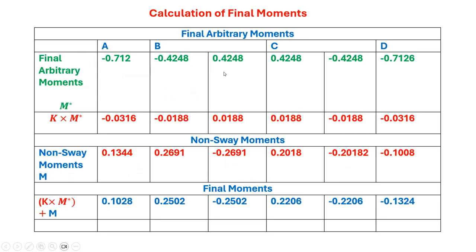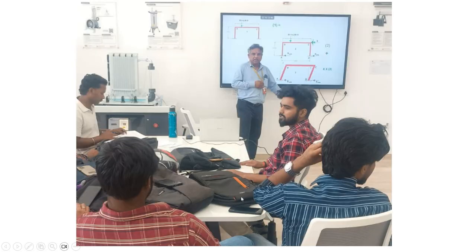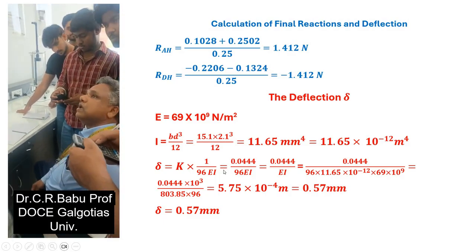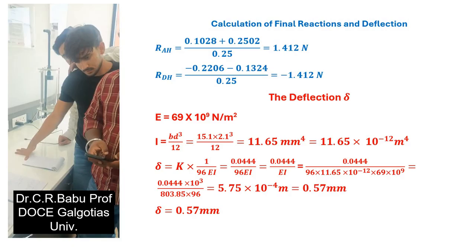Then these are the final arbitrary moments which are multiplied with K. And these are the non-sway moments which were obtained in the non-sway analysis. Then we add these two, that is, we add K star M plus the non-sway moments M, and these are the values of the final moments. And here is how the calculations were explained to the students. Here you can see the students performing the calculations with the calculator.